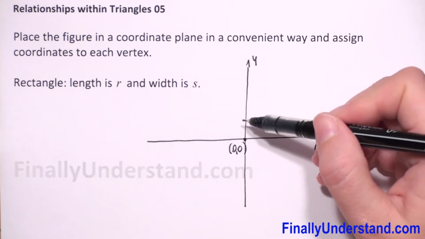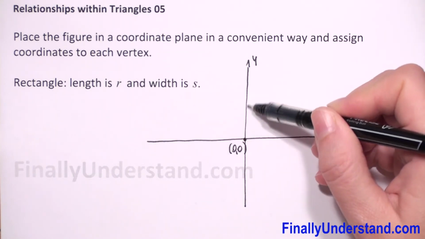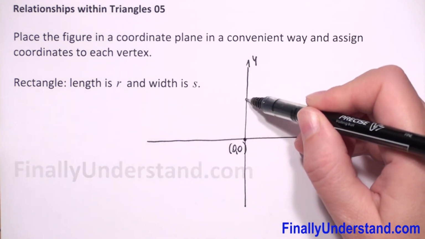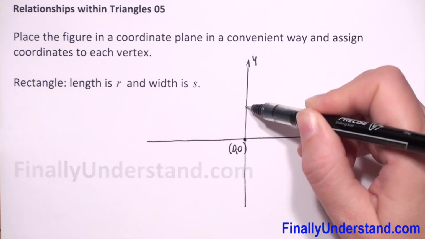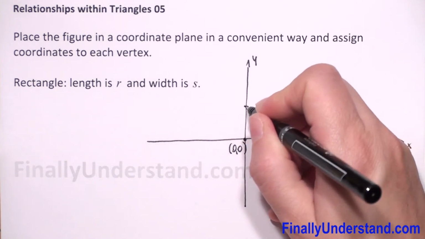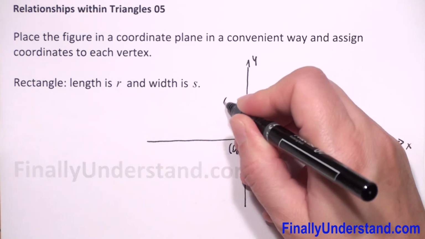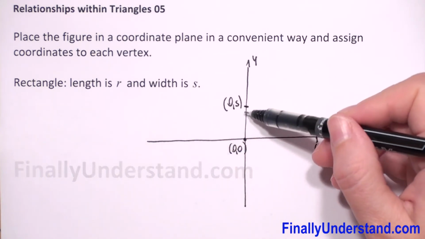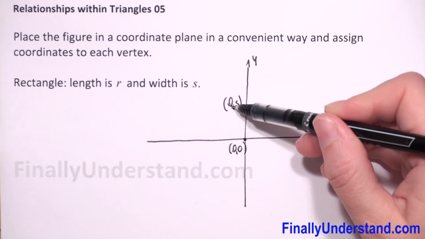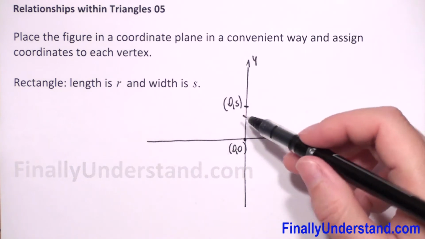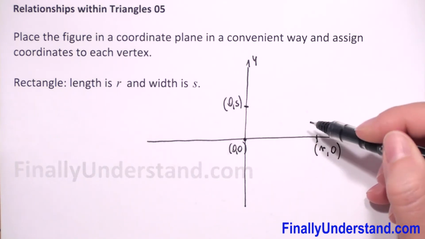Next, we will place one side on the y-axis. It will be our width. So let's put, for example, that here we have s. So this point has coordinates 0, s, because on the y-axis the first coordinate is always 0. And now we have 3 vertices.